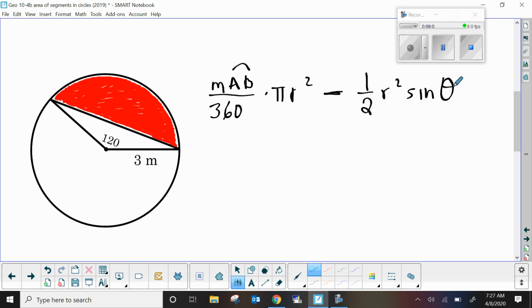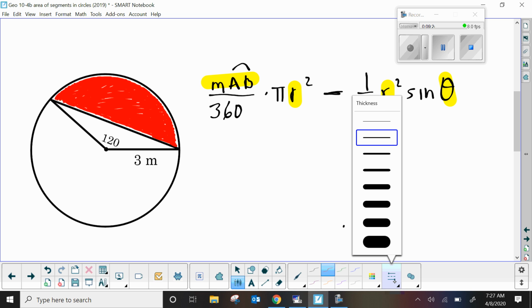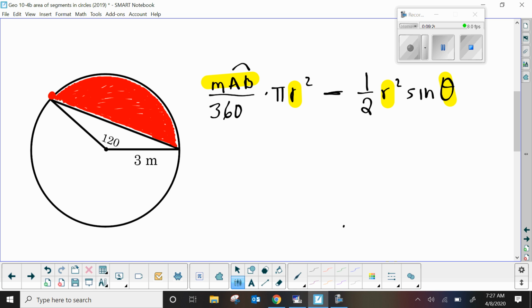The only things that I need to really plug in, right? What do I have to plug in? I have to plug in this, this, this, and this. Those are the only things that I have to plug in, and then it's a matter of just plugging into the calculator and evaluating. All right, so what is the measure of this arc in degrees? Okay, that's good. Since my central angle is 120, this is 120.